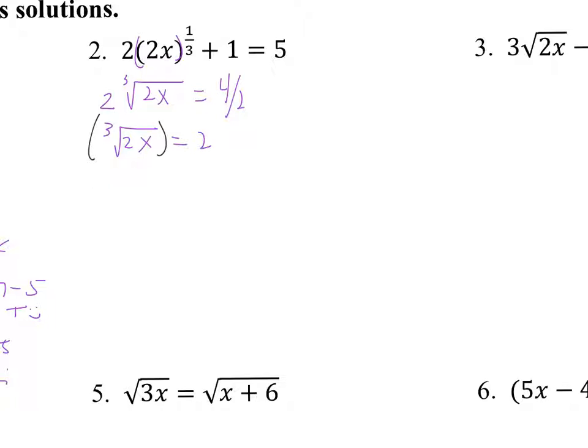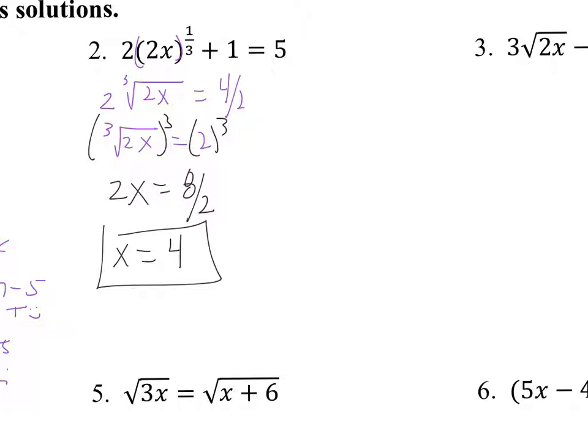To undo a cubic root, you have to cube it. 2x would be equal to 8. Divide by 2. X is equal to 4. I only have one answer here. Two ways you can look at this is when you do this part right here, this is odd. There's one answer. And also when you cube something, there's only going to be one answer because you can have a positive and negative with an odd.